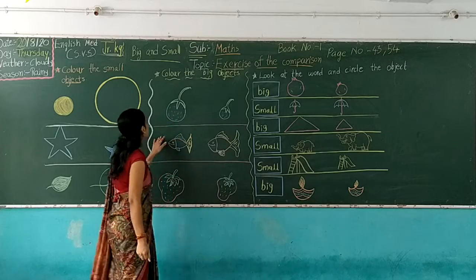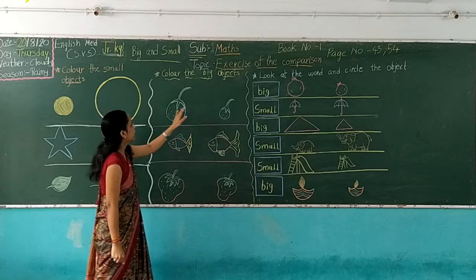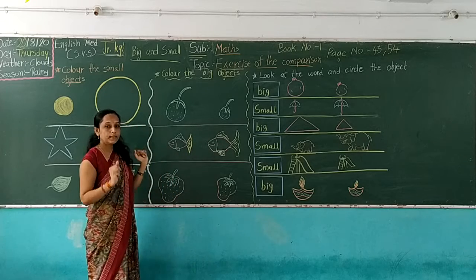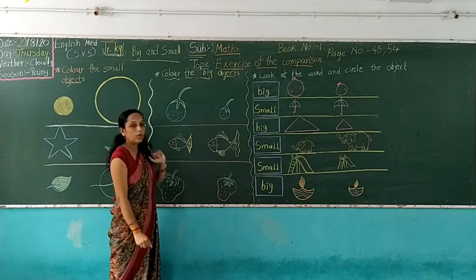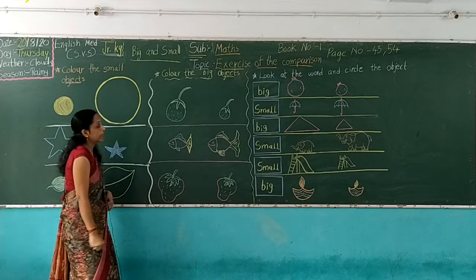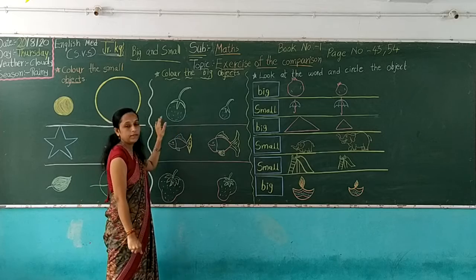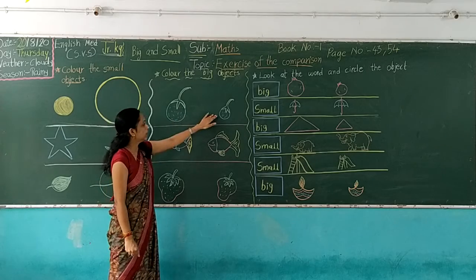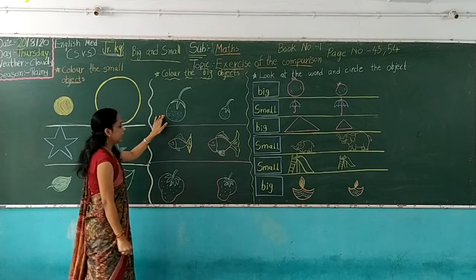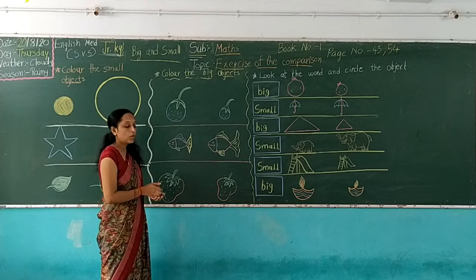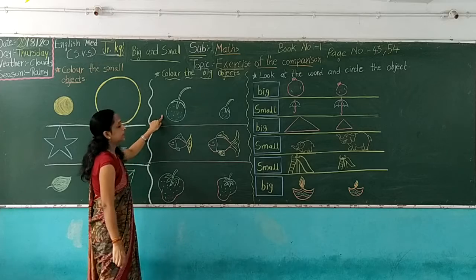And our second exercise is color the big objects. Here color only big objects. So here I drew two brinjals. So which brinjal is big? Tell me, show me. Which brinjal is big? This? No. This? Yes. This brinjal is big. So color only the big object.